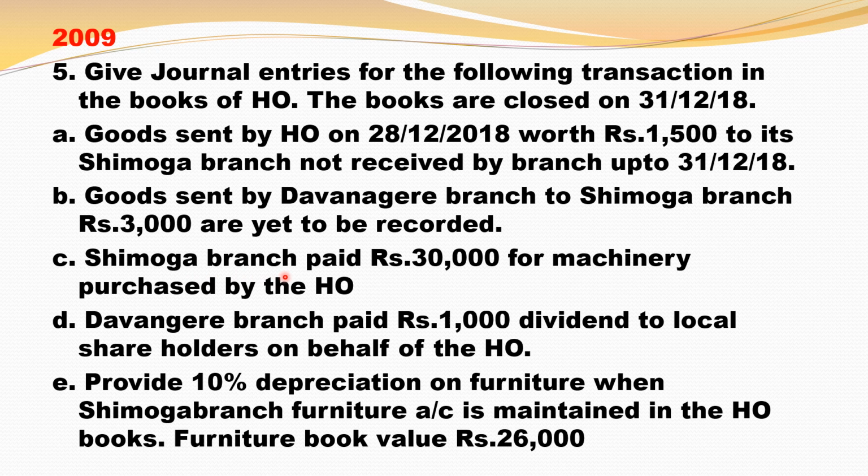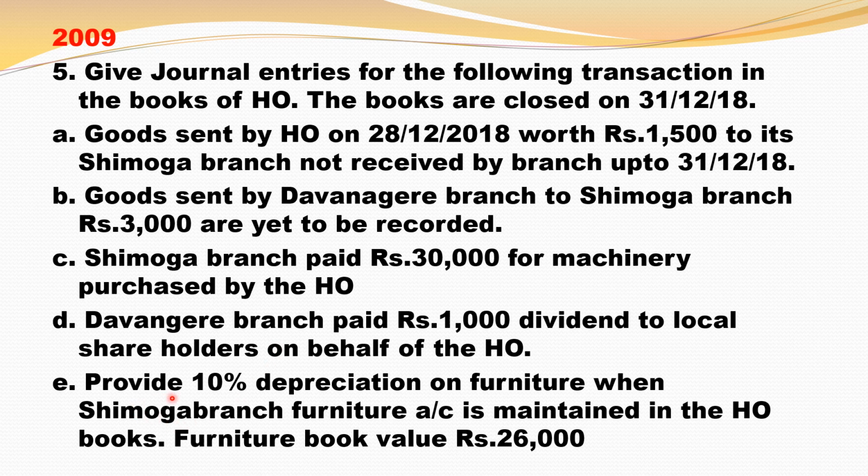Third, Shimoga branch paid 30,000 for machinery purchased by head office. So machinery is purchased, debit what comes in, machinery account debit to Shimoga branch, because Shimoga branch has paid, credit the giver. Davangere branch paid 1,000 rupees dividend to a local shareholder on behalf of head office. So dividend is paid, it's an expense, debit all expenses and losses, and Davangere branch is a giver, credit the giver. So it's dividend account debit to Davangere branch account.